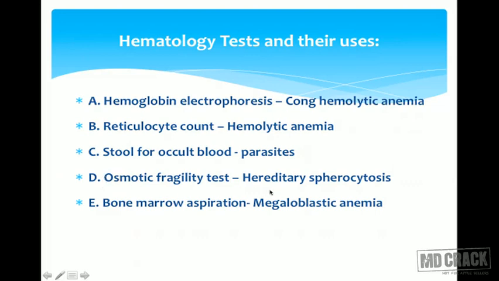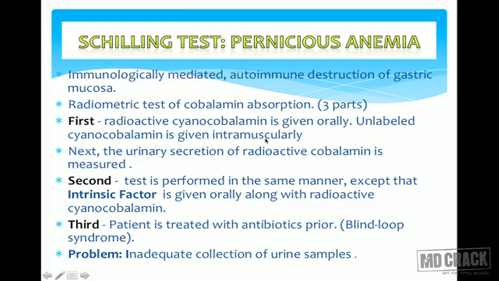The test for diagnosis of hereditary spherocytosis is known as the osmotic fragility test. So based on these, the MCQs can be framed. One of the outdated tests but still important from the exam point of view is the Schilling test, which is the test for pernicious anemia.